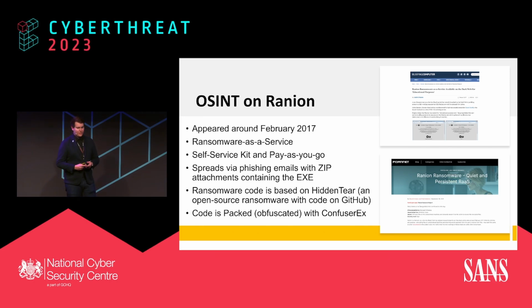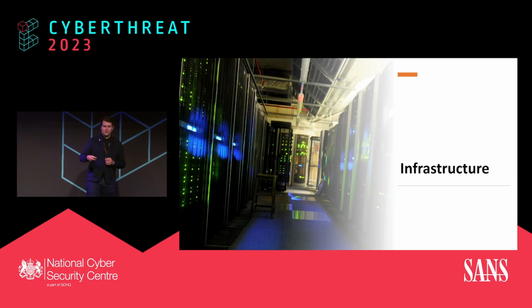So a bit of OSINT on Ranion: if you just looked them up on Google, you'd get things like a Bleeping Computer article, a Fortinet page, a few other things. Not really a whole lot. If someone asked you about them, you could provide two or three bullet points, but it doesn't really get much deeper than that. So I wanted to provide information on how you can go deeper.